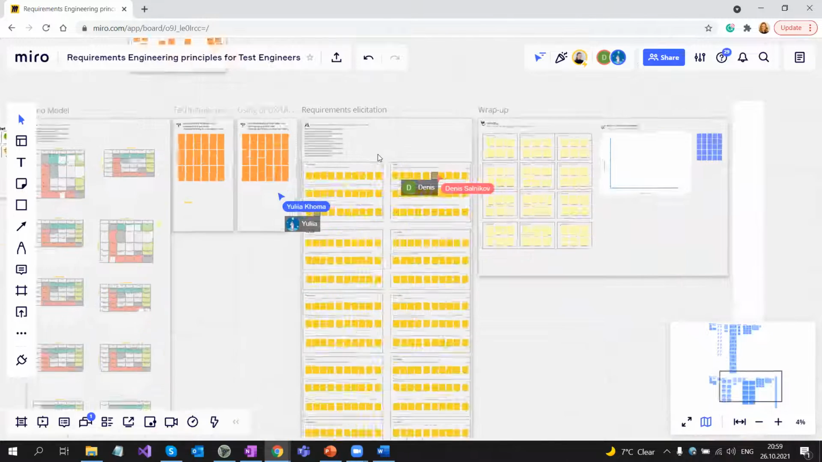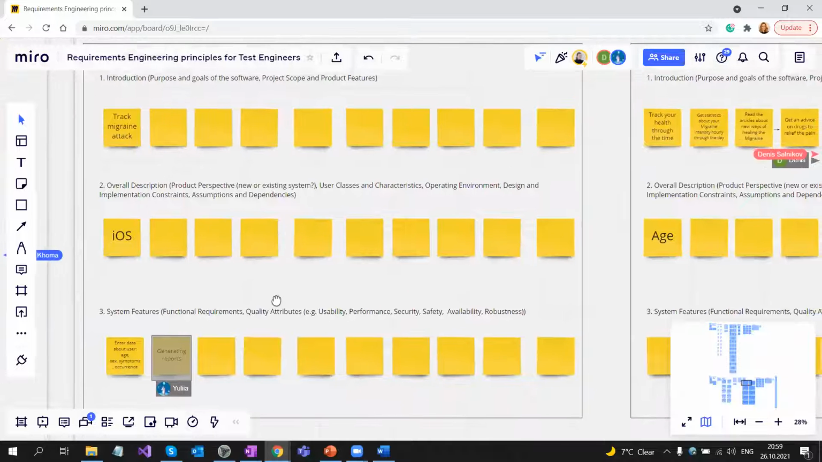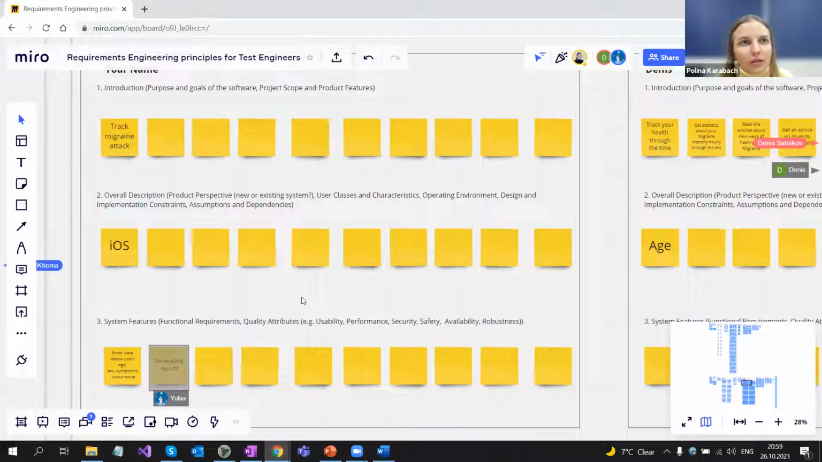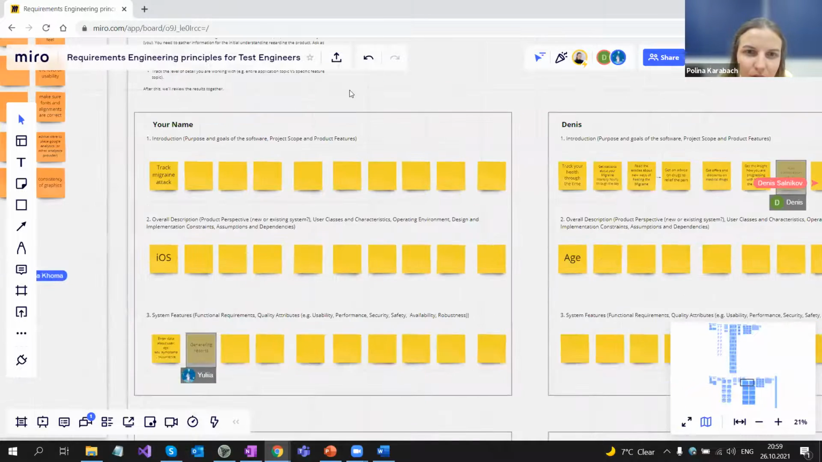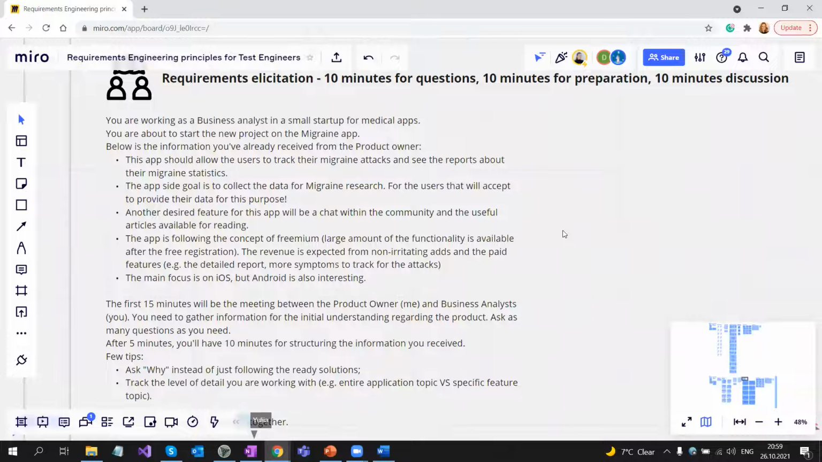About statistics, I have one question. Will it be your own statistics by yourself, or can you track, for example, how other users have migraines and compare, maybe if it's typical or not? I'm unsure if I understood the question. Can you generate reports only about yourself, or reports about other people? Is it our user that tracks the migraines or the researchers that gather information?